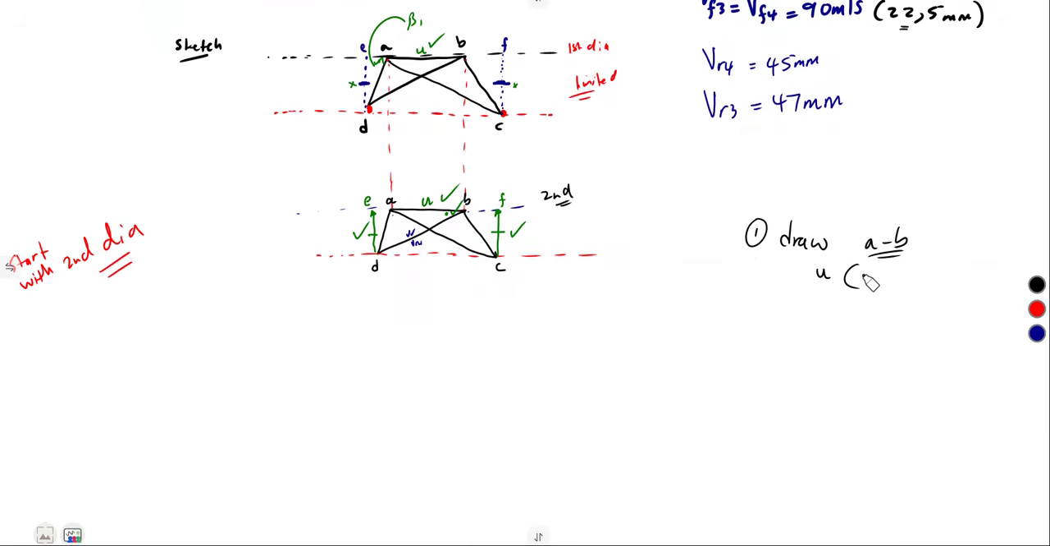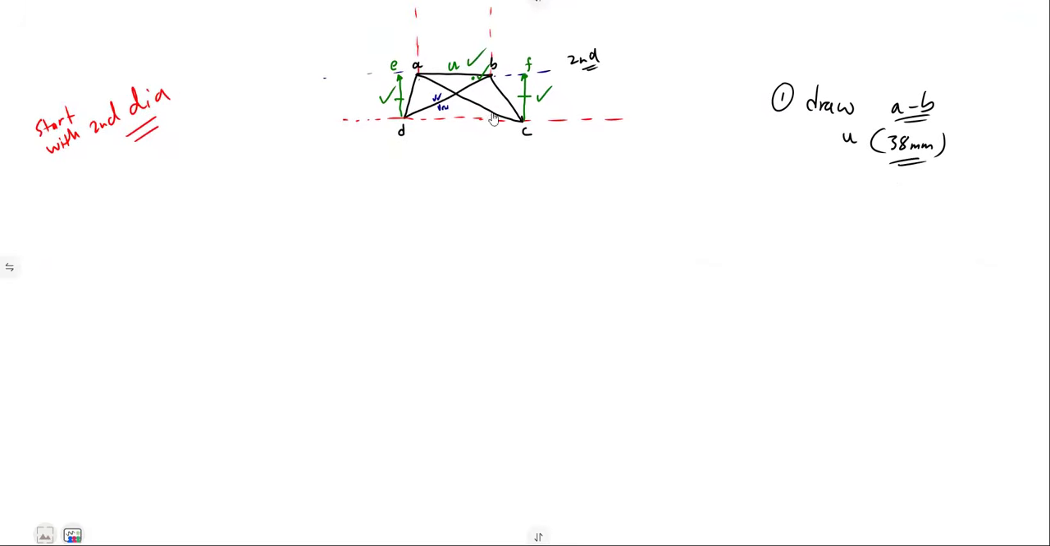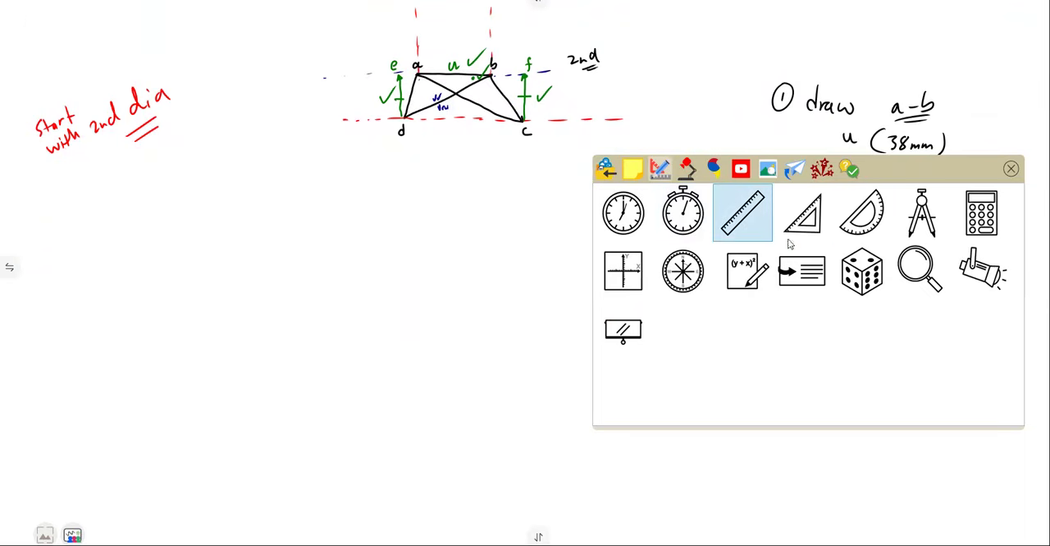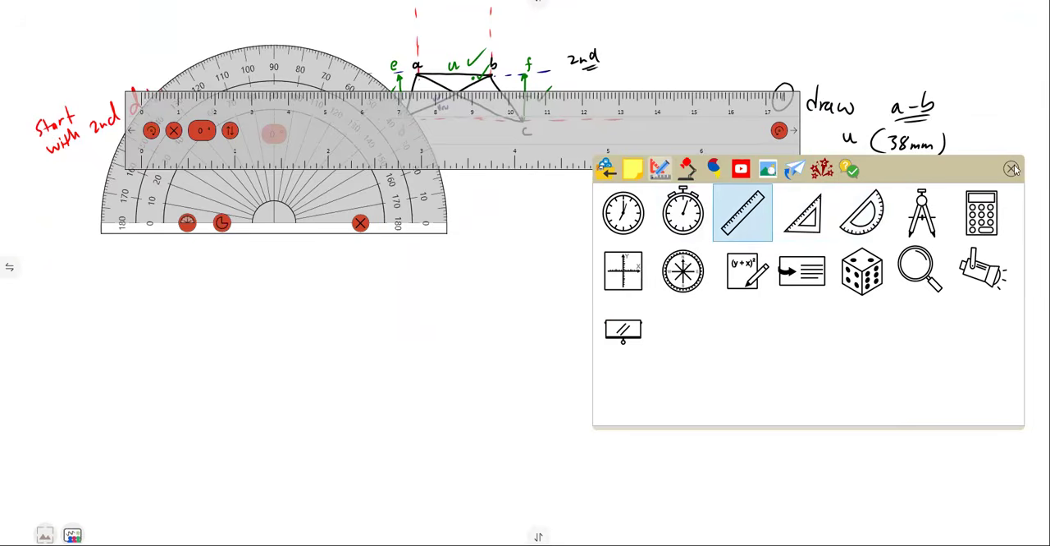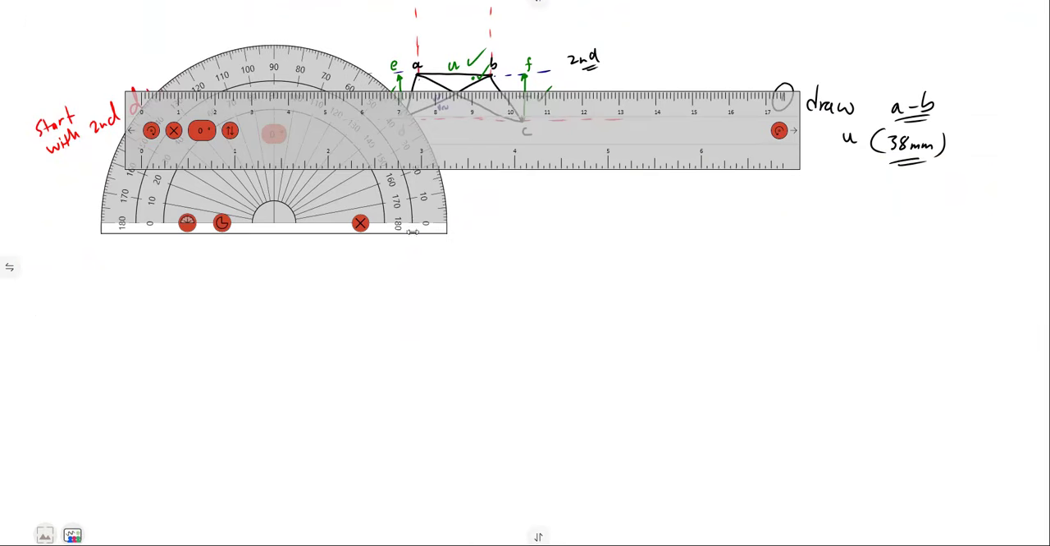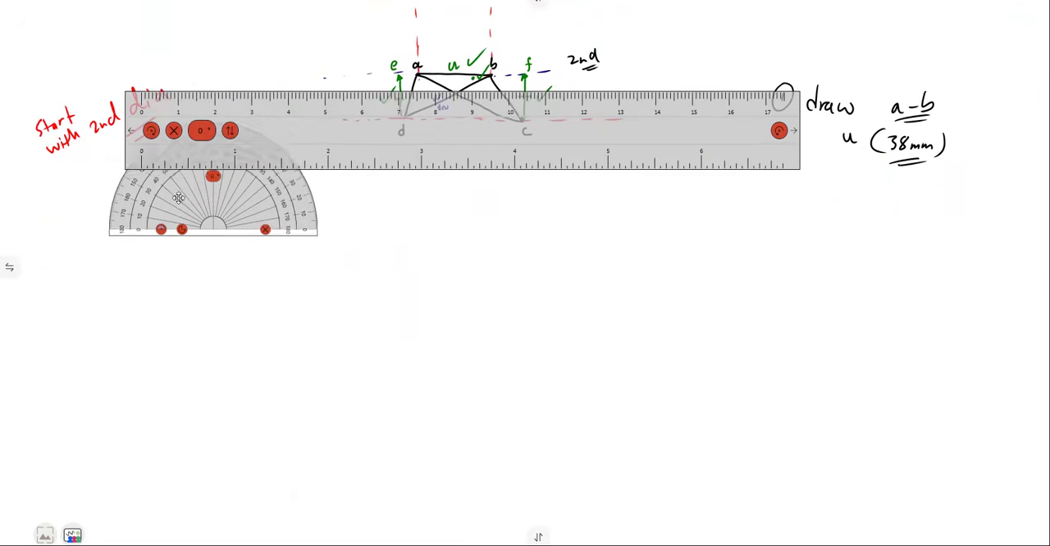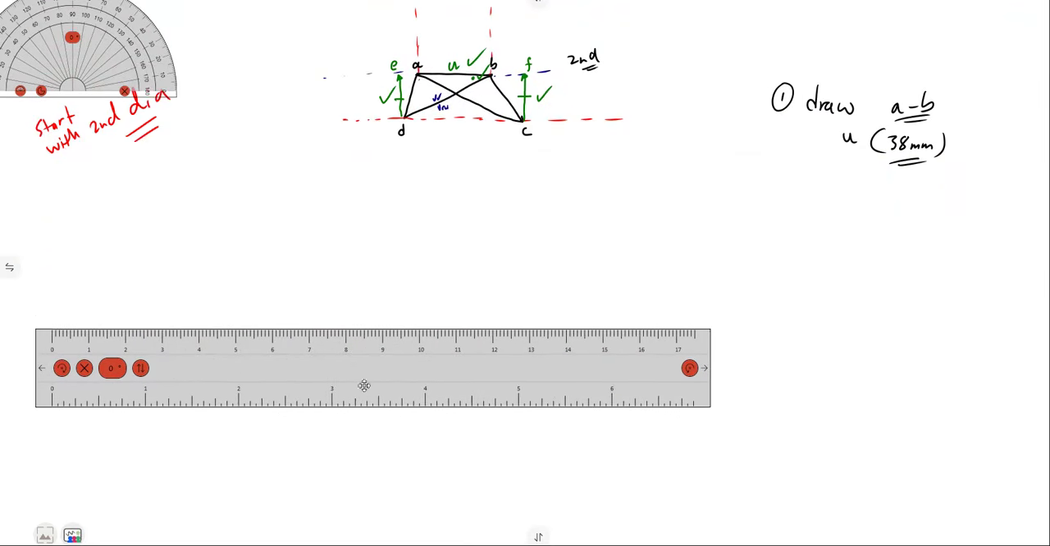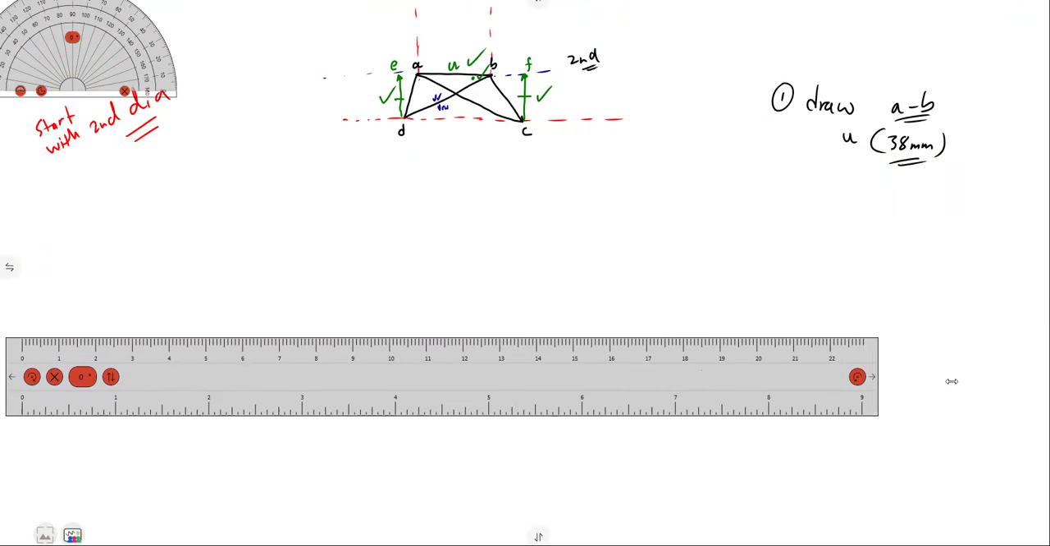38 millimeters, that's a horizontal line. From the second diagram, guys, we are starting with this one, the second diagram. So let us just have our tools that we're going to need. Let me just draw something like this here, and also it must be a broken line for the other constructions, but we're going to do the proper construction later on.